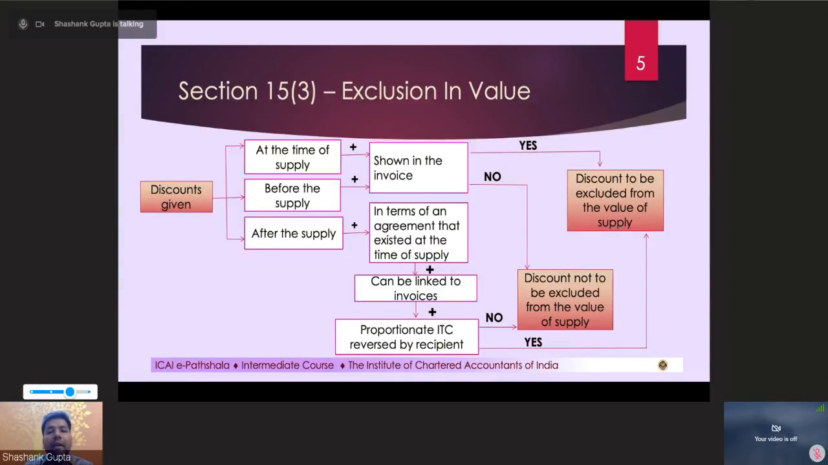Will this discount be allowed? Yes. This discount is to be excluded from the value of supply, and hence tax is to be payable on the balance value of 1,800 rupees.